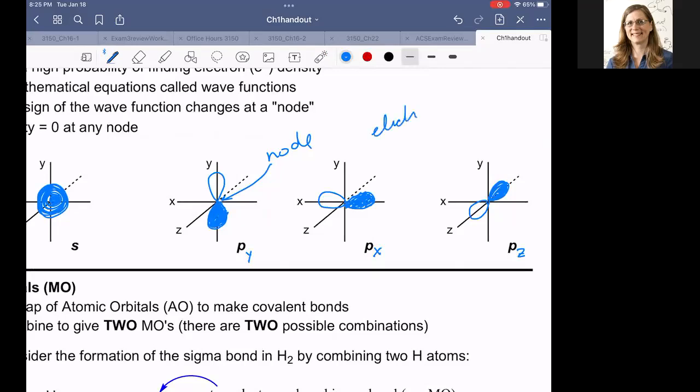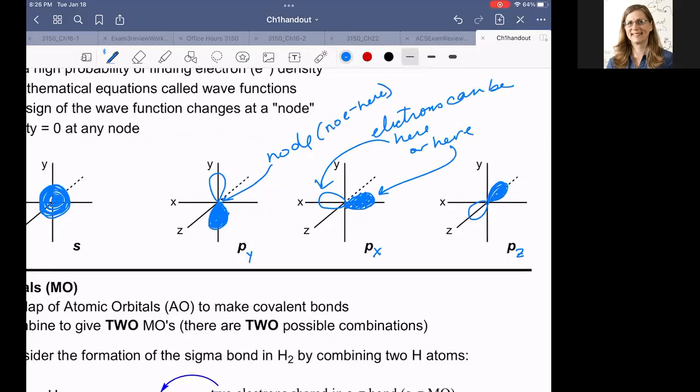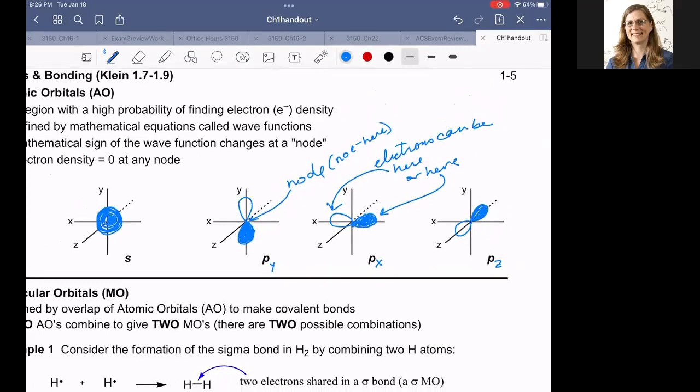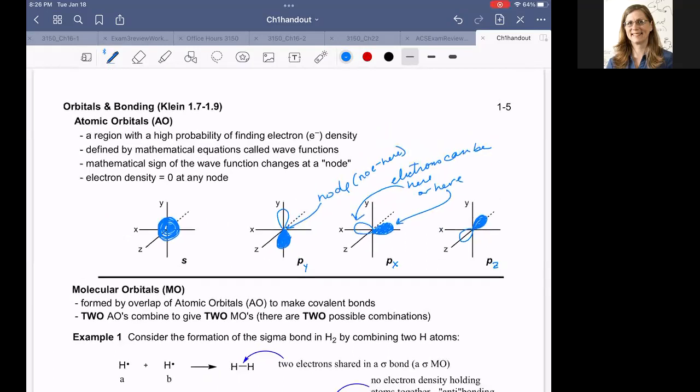So electrons can be here or here, if we had electrons in the PX orbital, okay? But we have no electrons here, at the origin, and that origin is representing where the nucleus of the atom is. Okay, so there's one S orbital, but there's three orientations that you can have for P orbitals, and that's what we see when we're looking at that outermost shell.